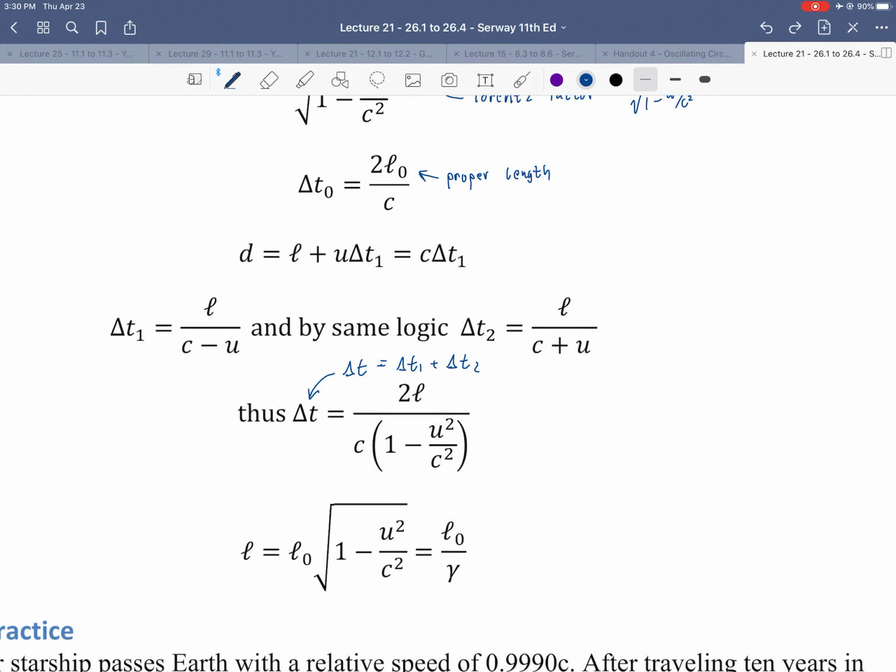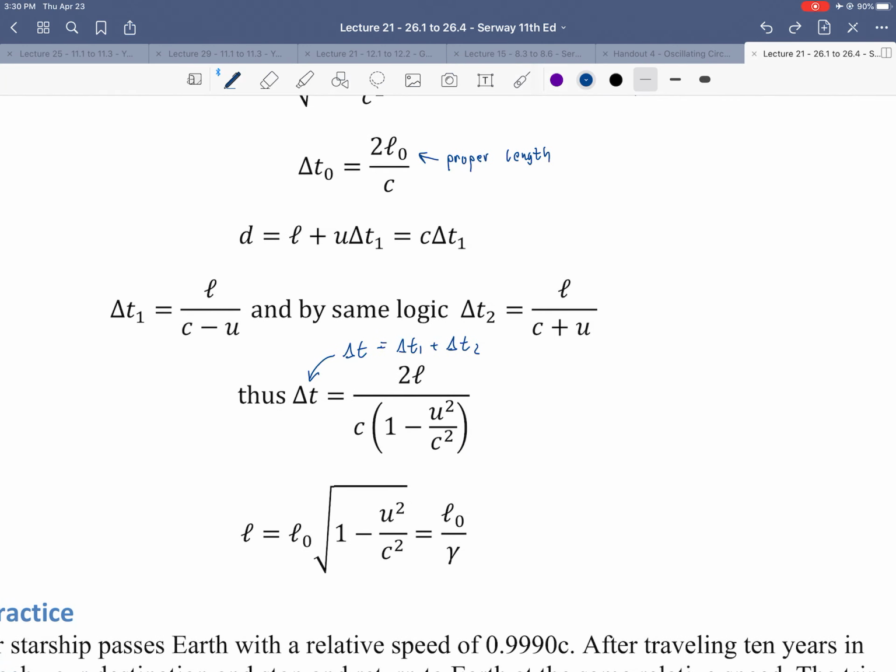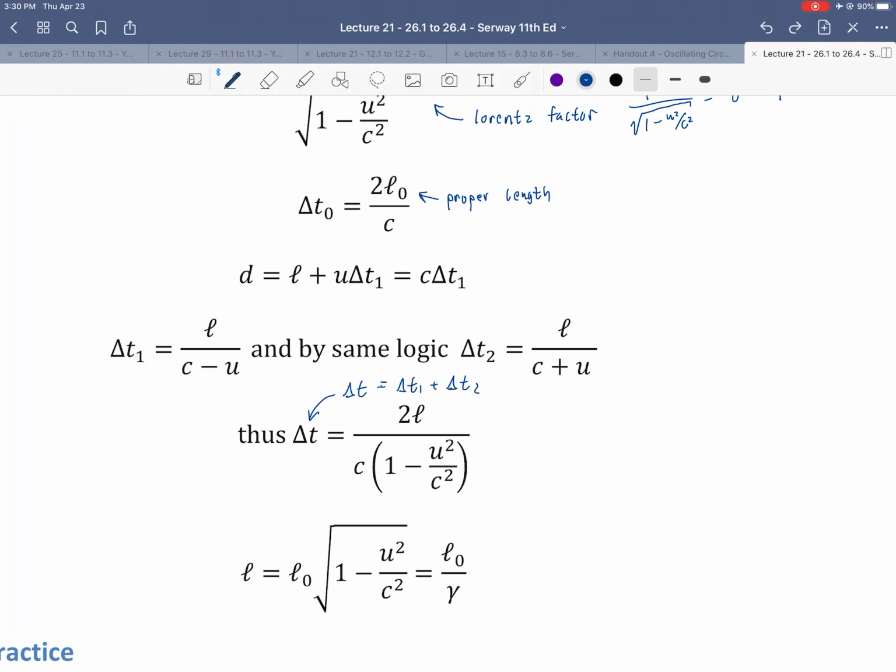Okay. And let's see then. What we want to do is add the two times together, which will give us 2L, and then factor out the c from the expression. That's why there's a 1 here, because they both had a c. And then since we added them together, when we do a common denominator, we end up with minus u squared over c squared. Okay? And that right there is really just gamma delta t naught, right?